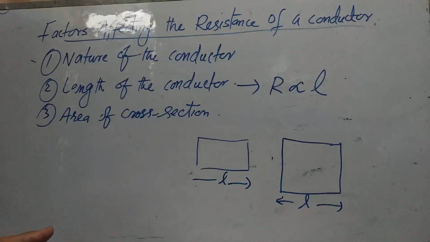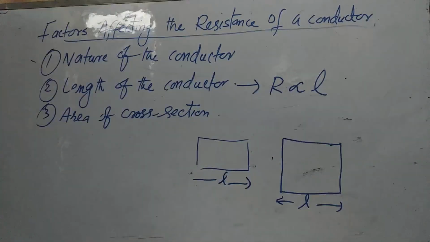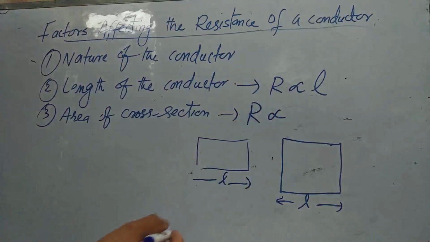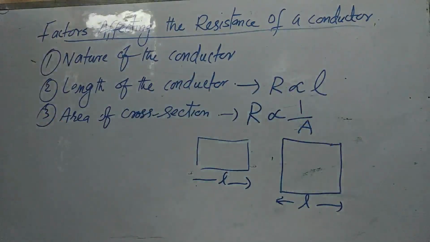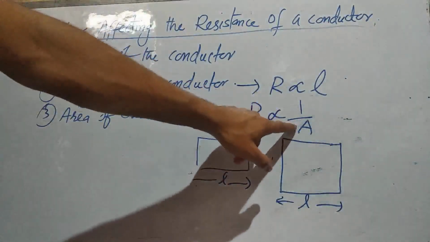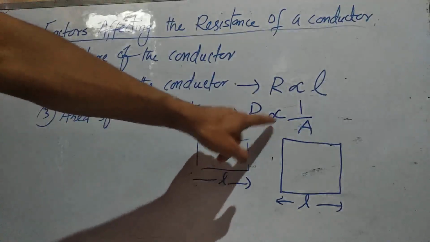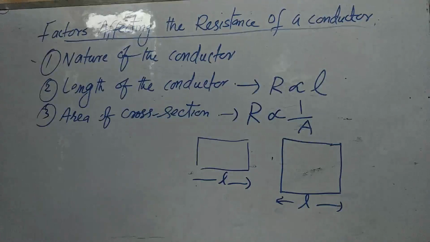This means that R will decrease with increase in area of conductor, and vice versa. So I can say that R is inversely proportional to area of cross section. If A is area of cross section, then R is directly proportional to 1 by A. We can read it like this: R is directly proportional to 1 by A, or R is inversely proportional to A, where A is area of cross section of the conductor.